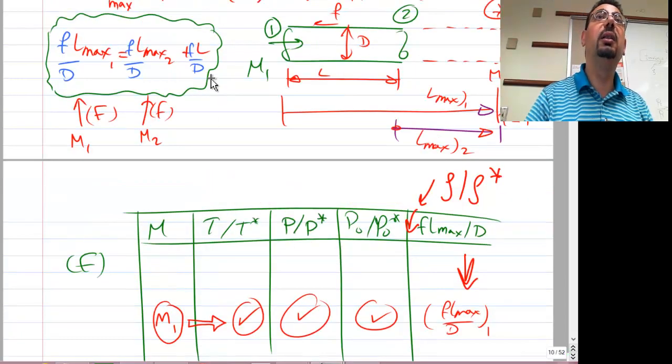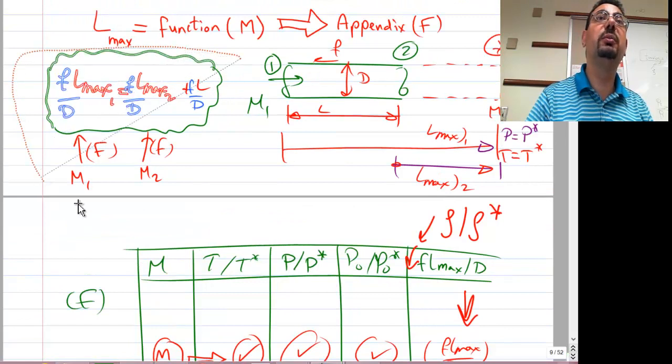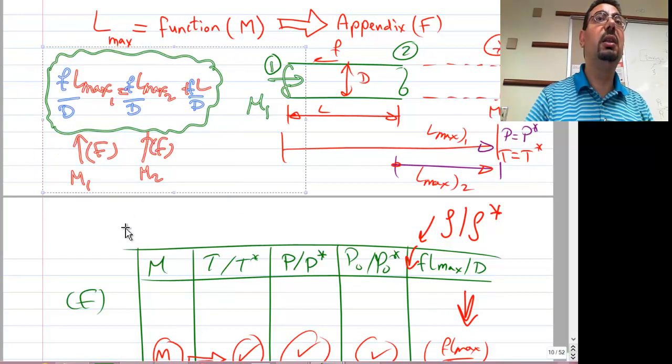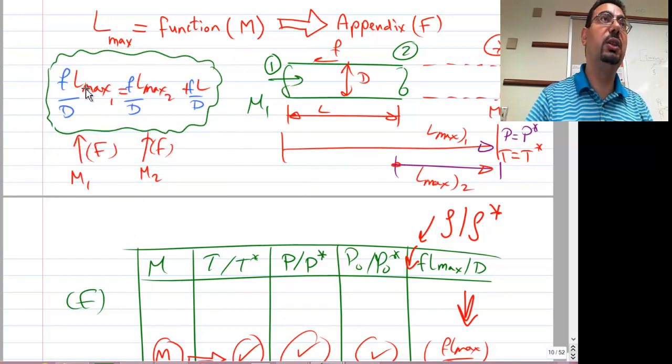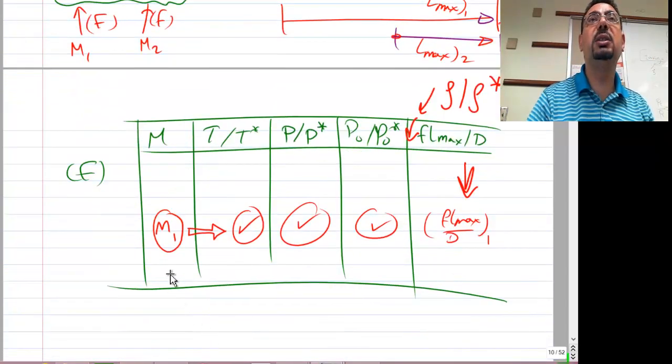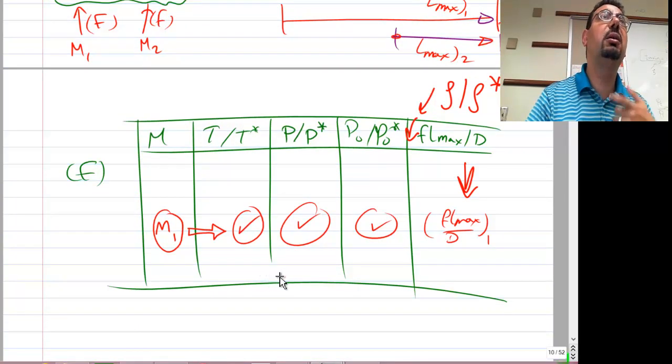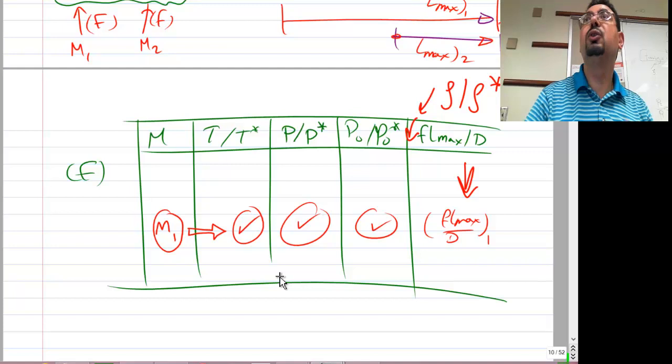And then the second step is to use this equation. If you know M1, and hence you know L max 1, and L, you can get L max 2. If you know L max 2, then you read M2. You go back here, and you figure out where M2 is, and you get T2 over T star, P2 over P star, P naught 2 over P naught star, and you have all the star conditions already. You solve for your P2 and T2, and you got it.